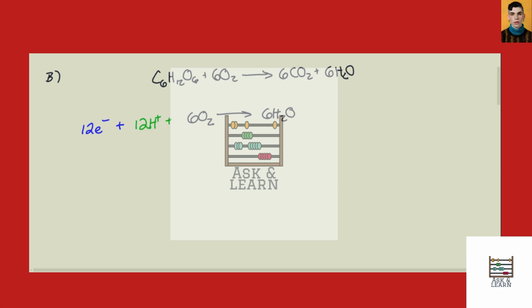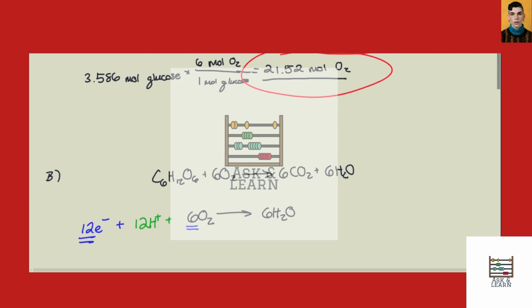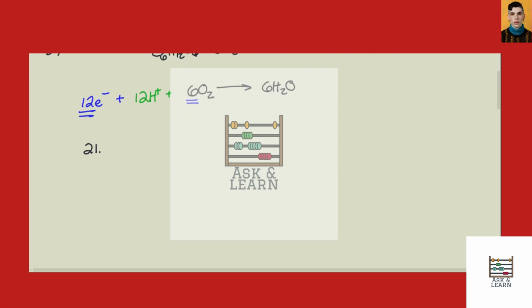So for every 6 moles of oxygen, we're going to need 12 moles of electrons, which means that if we come back earlier, we'll see 21.52 moles of oxygen, right? Times 12 moles of electrons for every 6 moles of oxygen will then give us 43.04 moles of electrons that are needed to reduce our oxygen. All right, pretty simple, pretty straightforward. Okay, let's go on to part C.